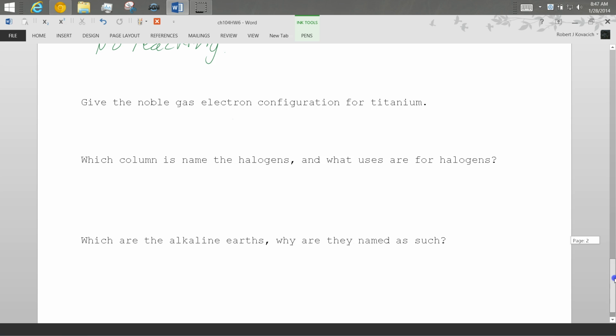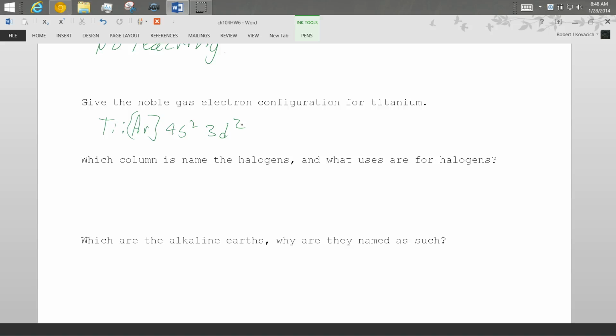So we have titanium here. Find titanium at 22 on the table, and you back off to the last noble gas, which is argon. So it would be titanium, and then argon in brackets. And then after argon, we're looking at 4s2, 3d2, and that's the whole thing.